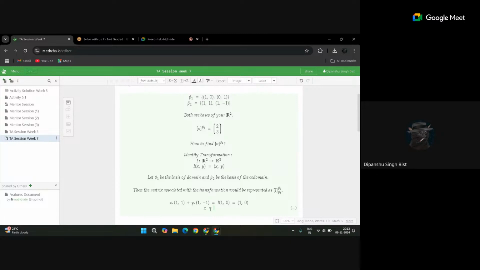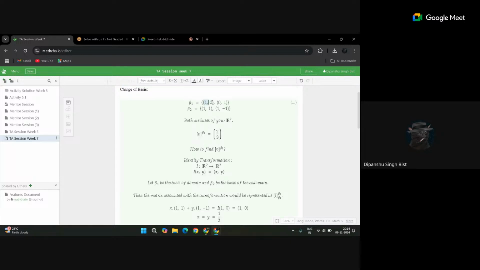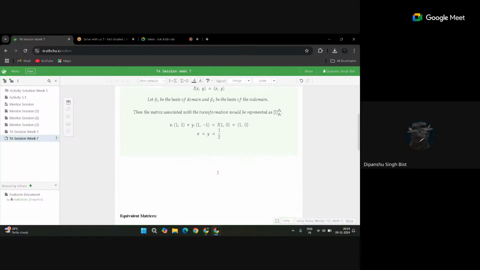So what would be the value of x and y in this case? x would be 1/2, correct? And y would be 1/2 as well. Okay, so maybe I should write it as x equal to y equal to 1/2. So here I got my first basis vector, right? The first vector of this identity matrix.